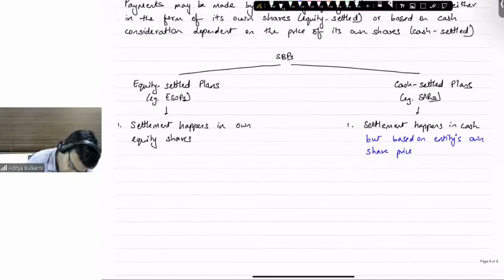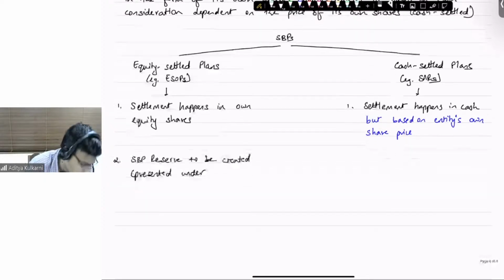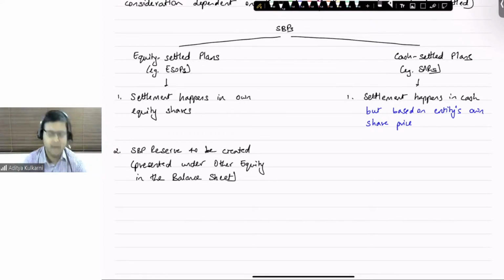The second one was in terms of accounting. If you recollect, SBP reserve to be created. Where would I show this reserve? Presented under other equity in the balance sheet.